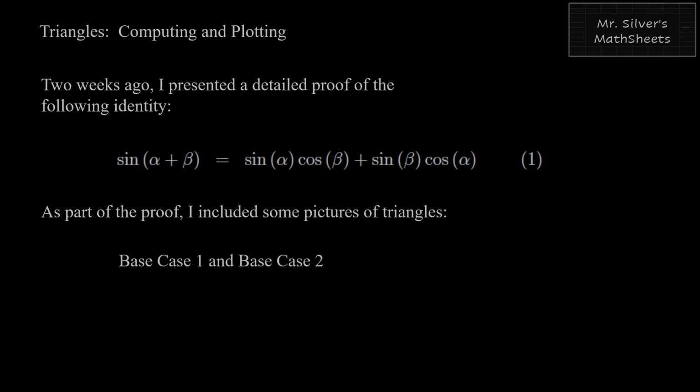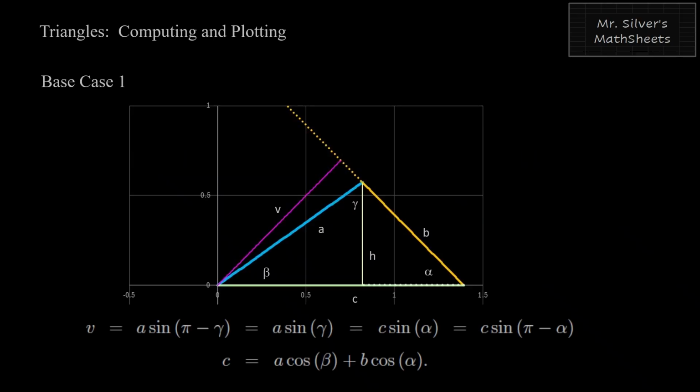As part of the proof, I included some pictures of triangles, some very nice looking pictures. So here's the first picture. The triangle has sides A, B, and C. A is to the left, B is to the right, C is the base, H is the altitude, V is another altitude that goes from the origin to the extension of B.